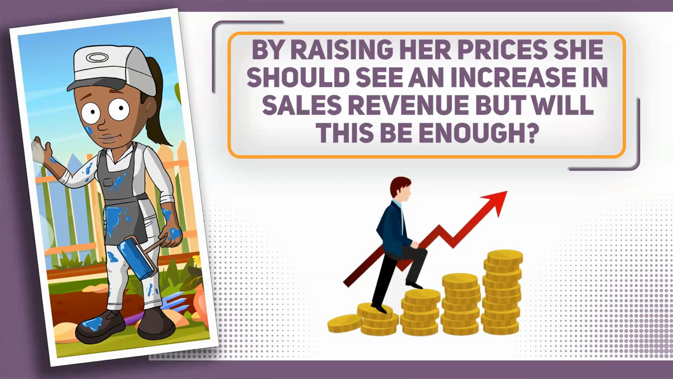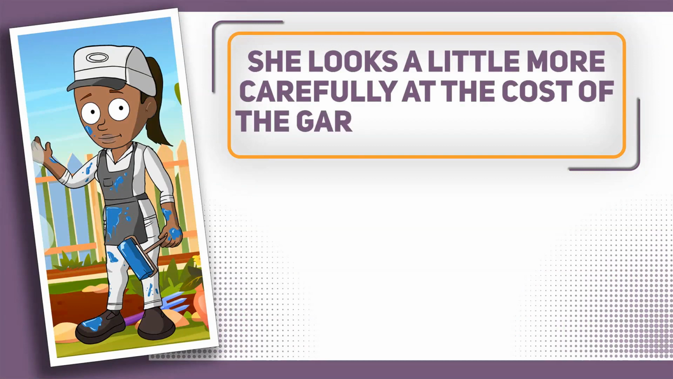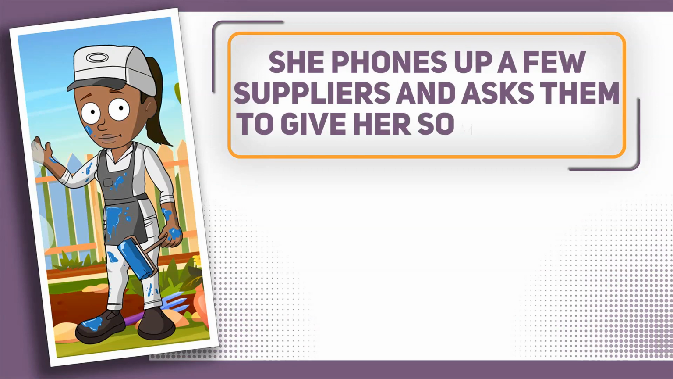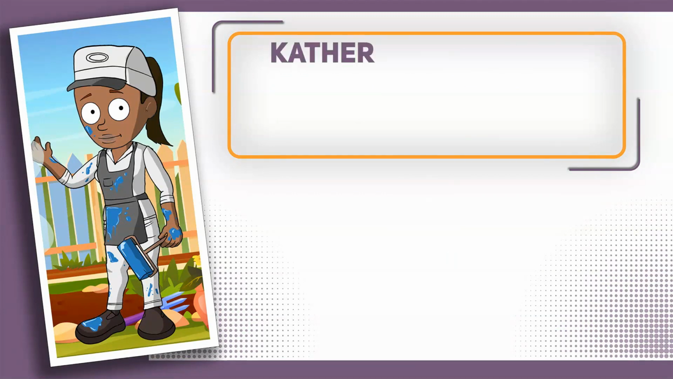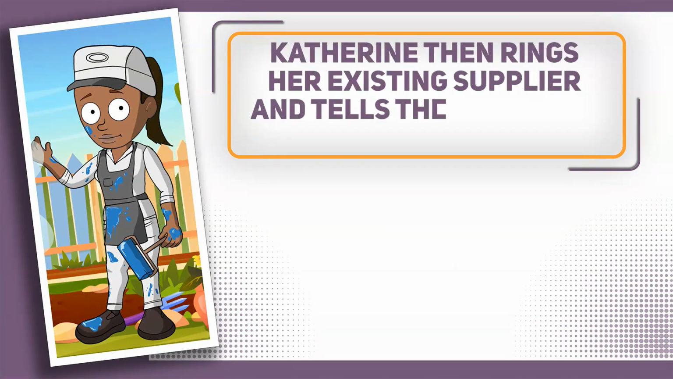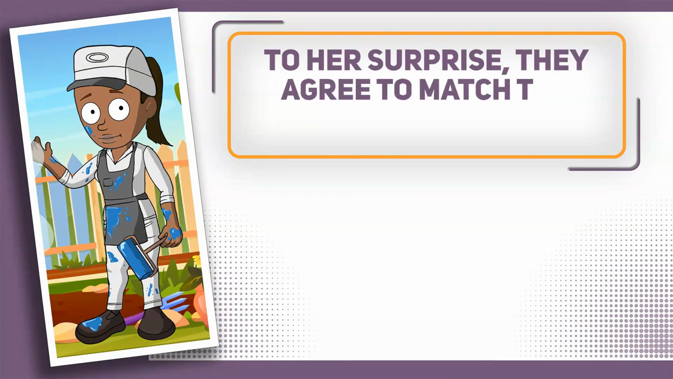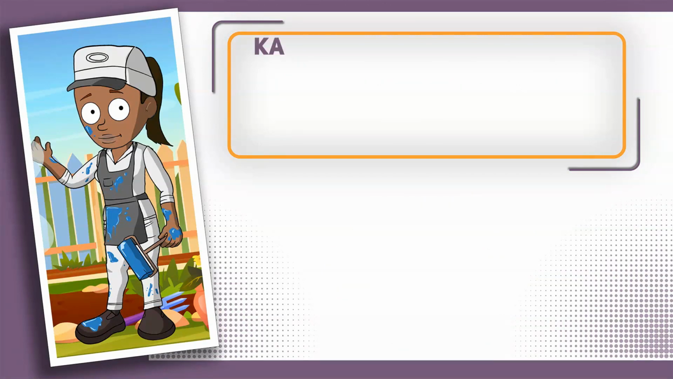Catherine then decides to see what she can do about the cost of sales. So she looks a little more carefully at the cost of the gardening materials being used. She phones up a few suppliers and she asks them to give her some quotes. One of the suppliers is cheaper than the supplier that she normally uses. Catherine then rings her existing supplier and tells them that she has a cheaper offer, and she asks if they're prepared to reduce their prices. To her surprise, they agree to match the other supplier's quote, which when you think about it makes sense. This supplier doesn't want to lose Tranquil Spaces as a customer, especially if her business is growing.